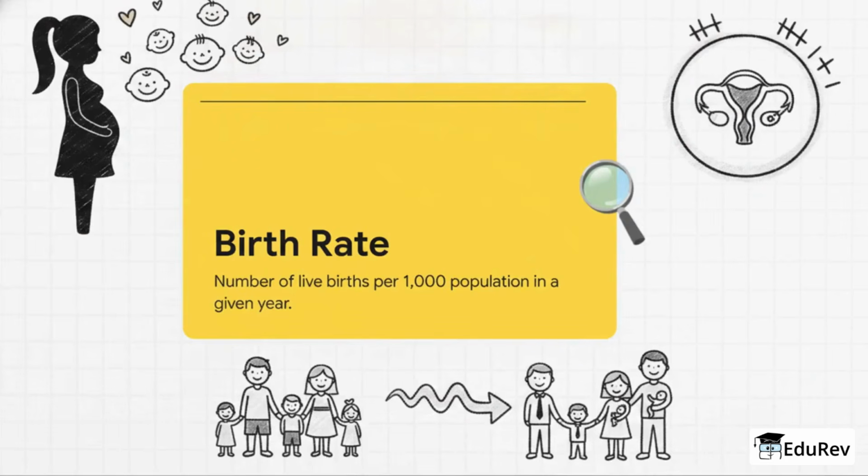Let's take a closer look at births. The birth rate is the number of live births per 1,000 population in a given year. Naturally, a high birth rate leads to rapid population growth. But it's very closely tied to another absolutely vital metric we call the fertility rate, which is the average number of children a woman would have in her lifetime.